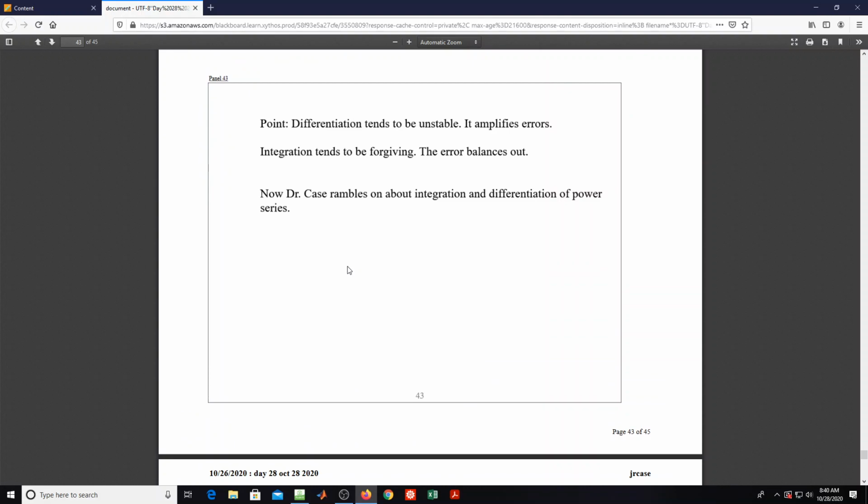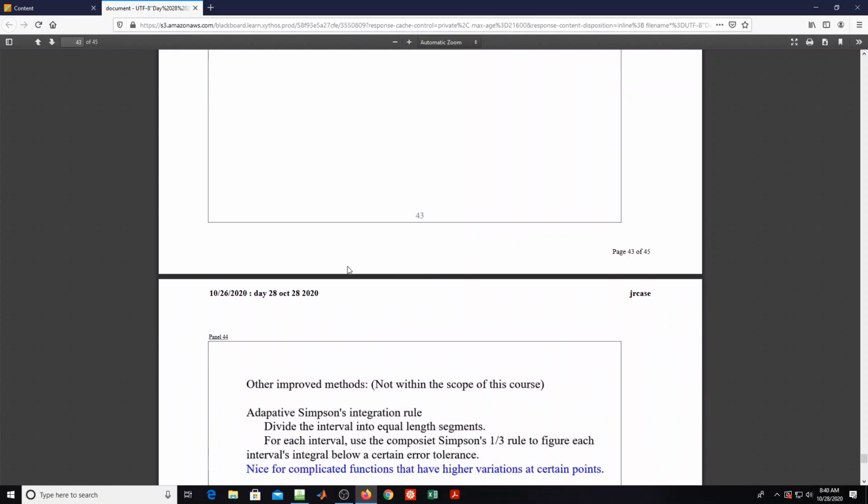Differentiation tends to be unstable. It amplifies error. Integration tends to be forgiving. The errors kind of balance off. Integrating and differentiating power series is also something you could do. That's all I'm rambling about that.